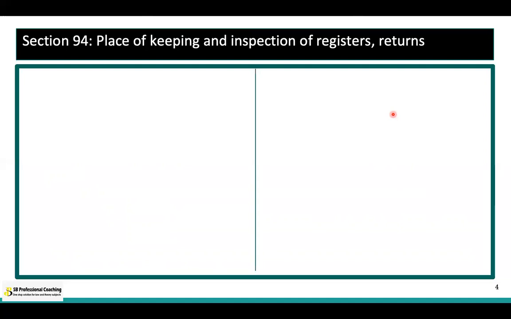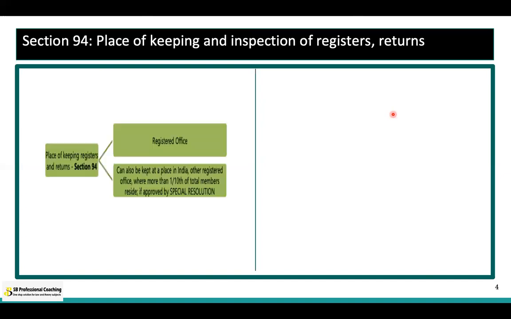But in case, and this is important for case study purposes, the company wants to keep them at any other place, then the company has to first pass a special resolution, plus, very important, please listen carefully: at least 1/10 of the total members of the company, that is 10%, should be residing at the place where you are proposing to keep your registers and returns, other than the registered office. So at least 1/10 of your members should be living or residing at such place. I hope you have understood this point.